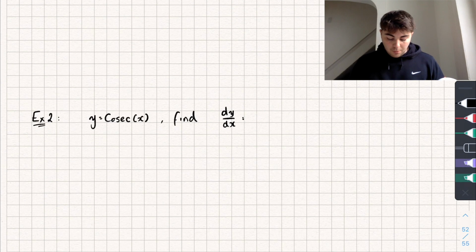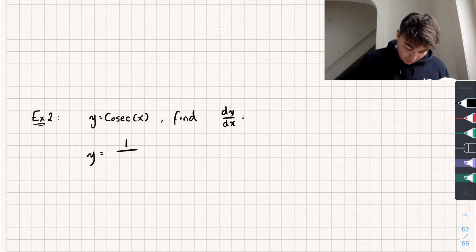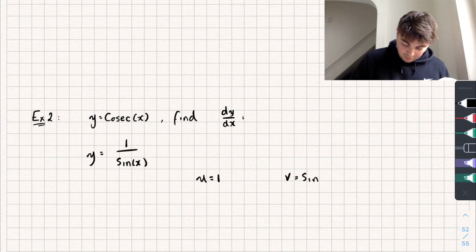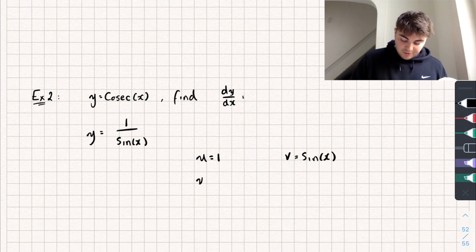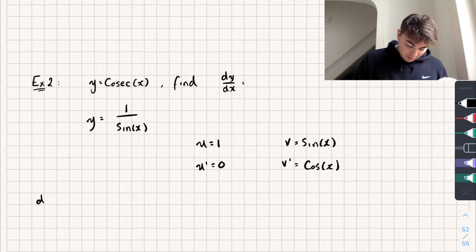Let's look at the second one where we need to find the derivative of cosec of x. And so we're going to do the same thing again to start with. We're going to write it as y equals 1 over sine of x. And so the function u is going to be 1, and my function v is going to be sine of x. So derivative of u is just going to be 0, and the derivative of v is going to be cosine of x.